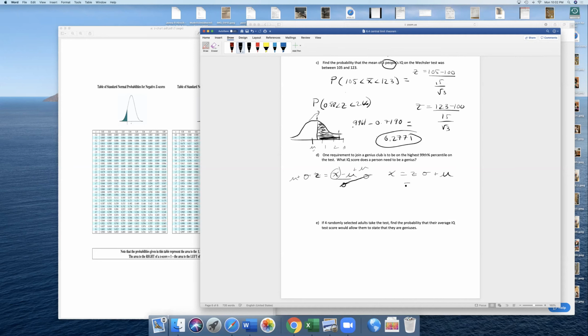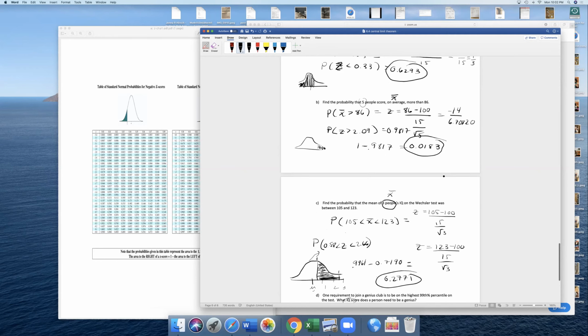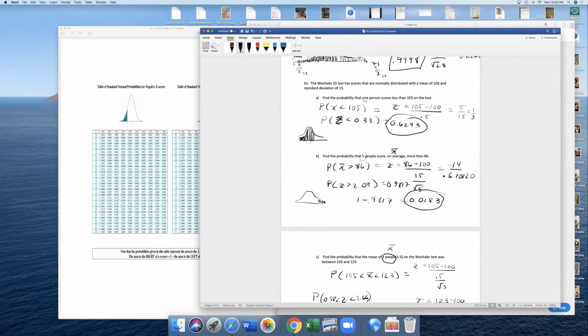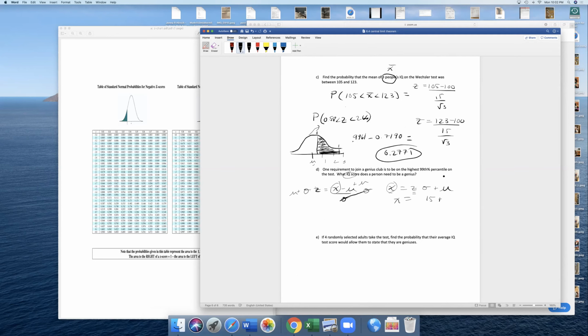So let's fill in the information that we know. Remember that we're looking for X, and X represents the IQ score. So X is equal to, now we don't know Z, we're going to find that out in a second. We know what sigma is. We know sigma is 15. We know what mu is. We know that the mean of the IQs, let me just go back here and double check, but we know that mu is equal to 100.